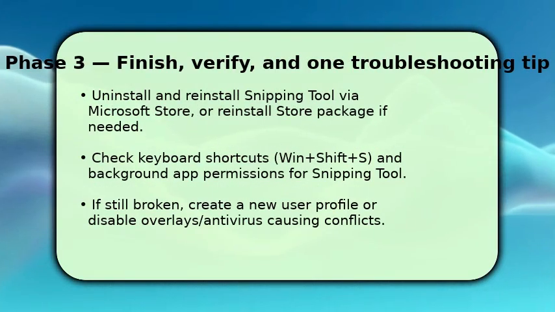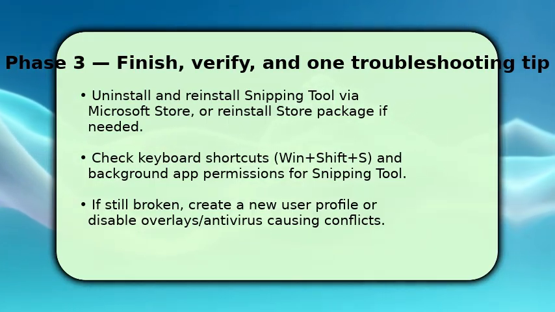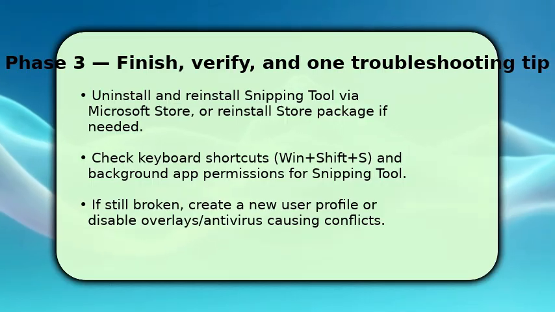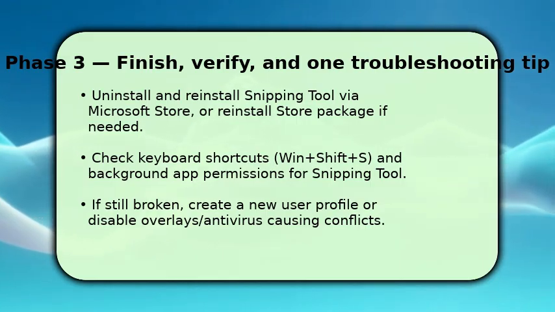When scans and resets fail, uninstall Snipping Tool from Apps and Features and reinstall it from Microsoft Store to get a clean copy. After reinstall, verify the shortcut Win+Shift+S and app permissions for running in background. These affect quick captures. Test different capture modes and clipboard behavior.